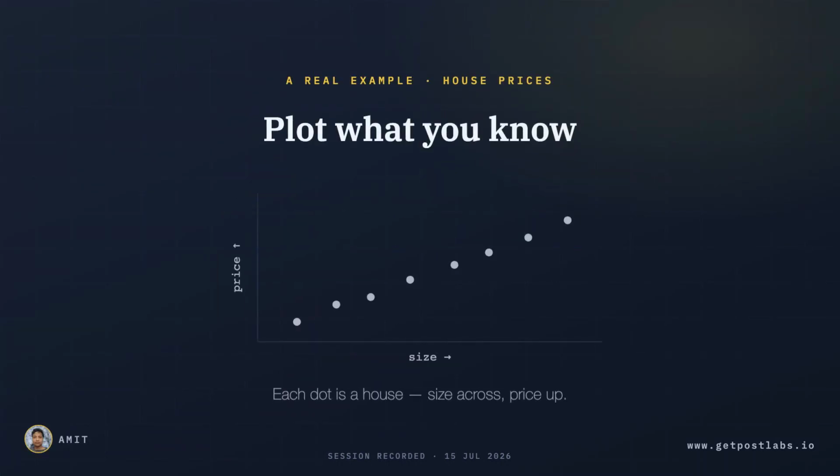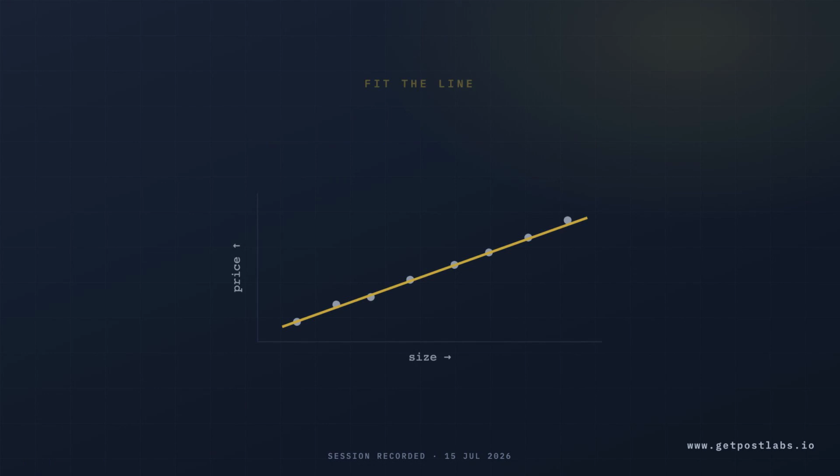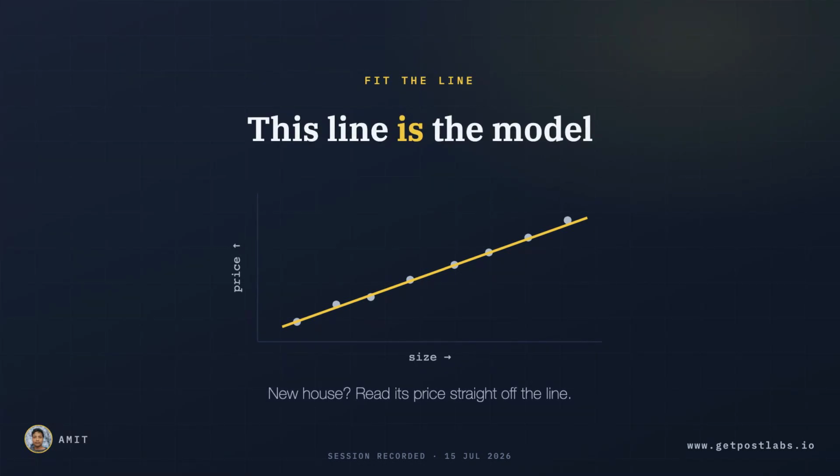Take a real example. You want to guess a house's price from its size. So take the houses you already know and plot them. Size along the bottom, price up the side. Each house is a dot, and the dots roughly line up. So you draw the line that best follows those dots. That line is your model. A new house comes along, find its size on the line, look up, and read off the price.